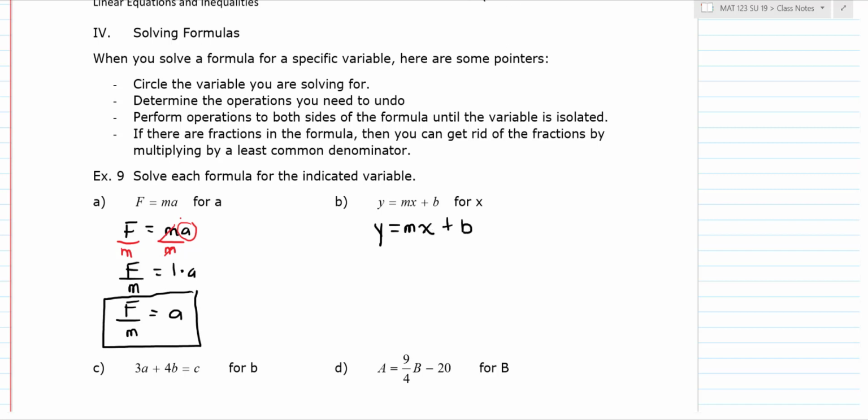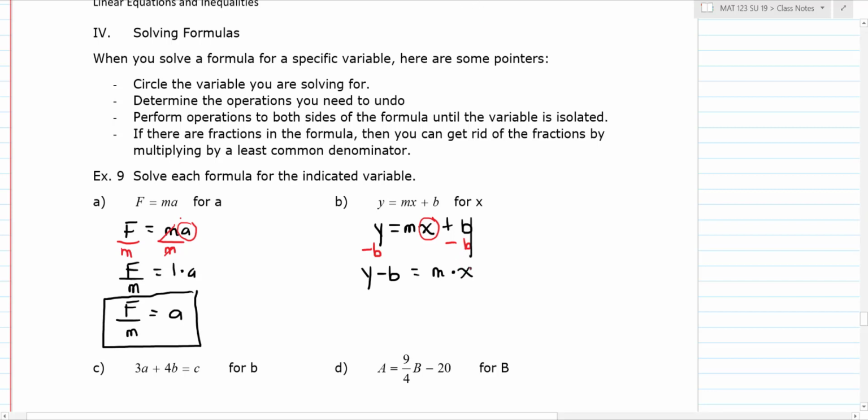I'm going to draw a circle around the x, so the x needs to be by itself. That means I got to get rid of b, and I got to get rid of m. Now, it takes 2 steps to do that. You want to undo the addition. That's attached by addition, so you subtract b from both sides of the equation. When you do that, you'll have y minus b in that order, and then m times x, then that goes to 0.